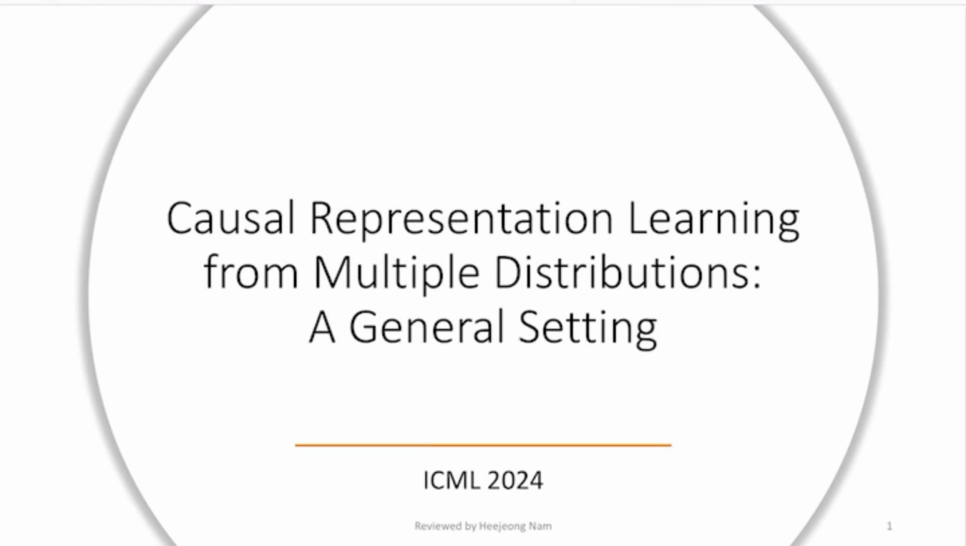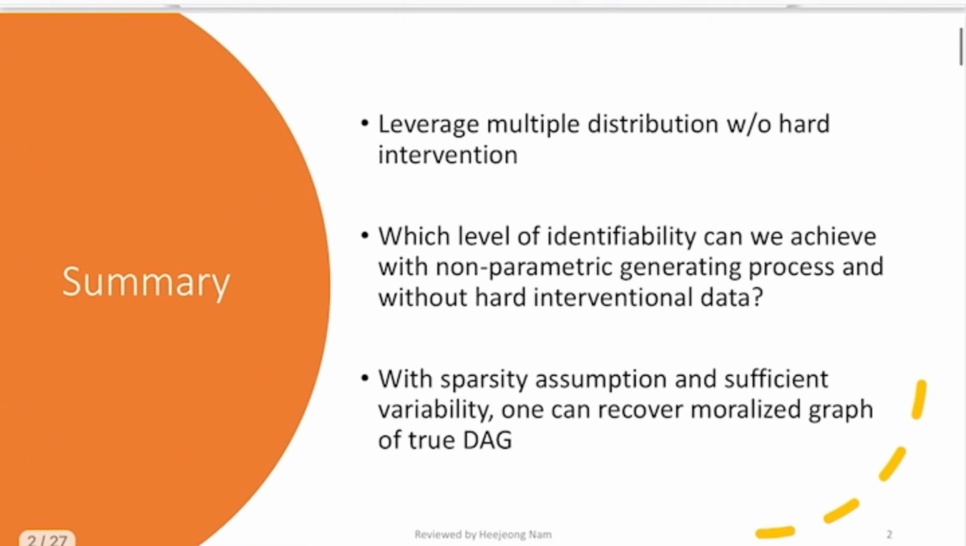Hello guys, today I'm going to talk about a paper called Causal Representation Learning for Multiple Distributions: A General Setting. This paper has been archived in the venue of ICML 2024. To give a brief overview, it can be summarized into three bullet points.